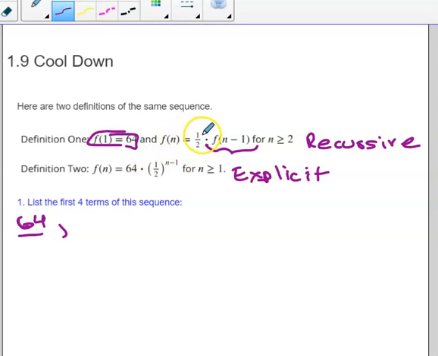And the formula says you're going to take half of the previous number if you want to find the second number. So if you want to find this one, look at 64 and take half of it. So that's going to be 32. You want to find the third number, look at 32 and take half of it. You want this one, take 16 and get half of it. So those are the first four terms.